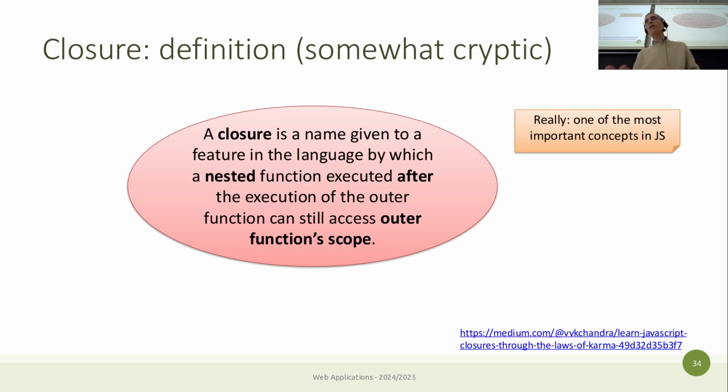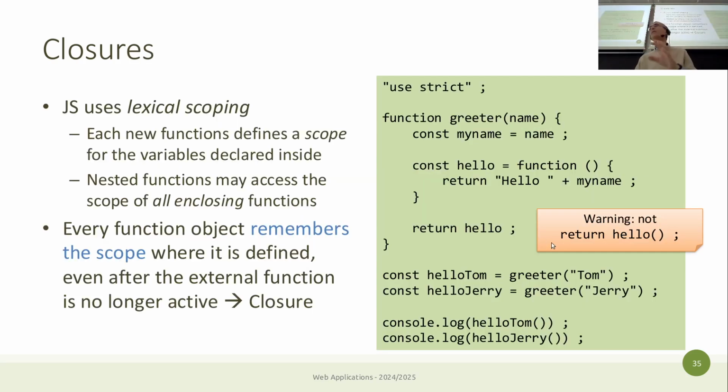We will spend a little bit of time on this, so don't worry. This is the formal definition. A closure is a name given to a feature of JavaScript by which a nested function, executed after the execution of the outer function, so like square before that was inside, can still access the outer function scope, even if the code has already finished the execution of the outer scope. Okay? So let's see an example, because it's a bit difficult to understand like this.